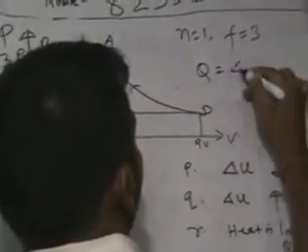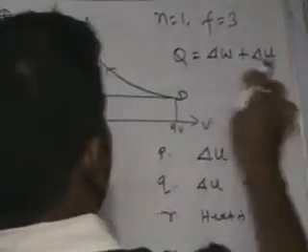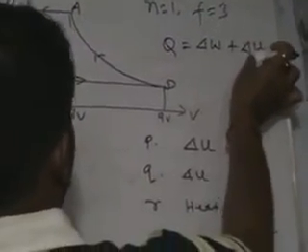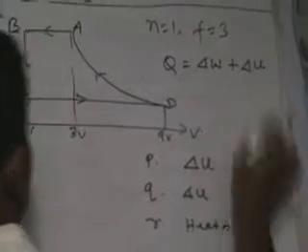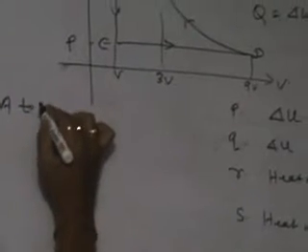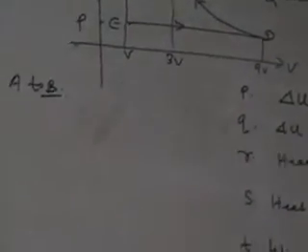We will use the standard one, that means Q equal to delta W plus delta U. This is the basic: the given Q is partly utilized as work done and partly utilized as increment of internal energy. So A is nothing but the A to B process. What will be the things which associate the A to B process with these options?